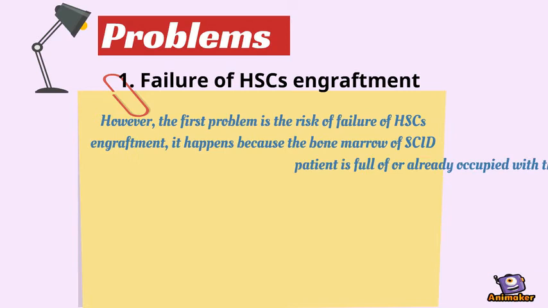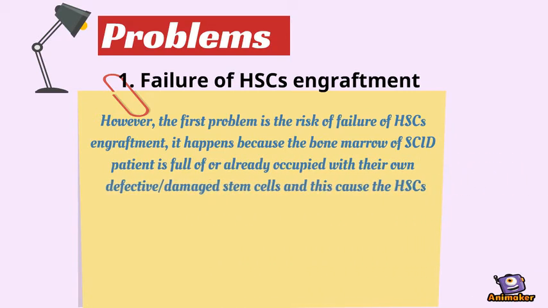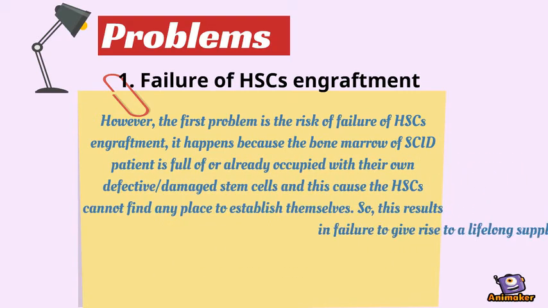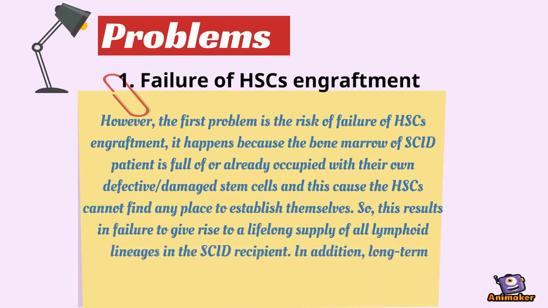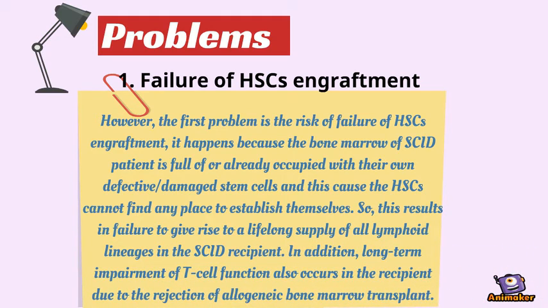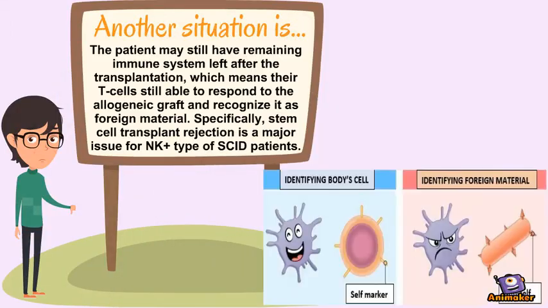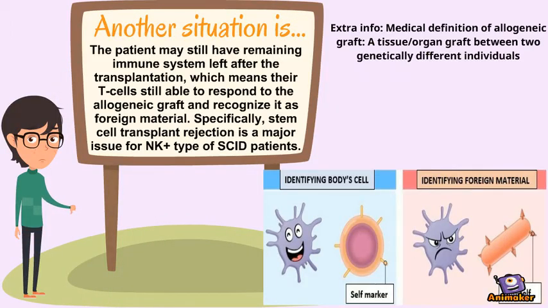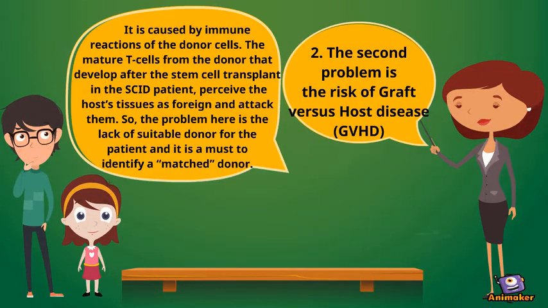The first problem is failure of HSC engraftment, because the bone marrow of a SCID patient is full of their own damaged stem cells, so the HSCs cannot find any place to establish themselves. So there will be failure of supply of lymphoid lineages and impairment of T cell function in the SCID patient. Another situation is when the patient has some immune system left after transplantation, so T cells recognize the allogeneic graft as foreign material. A specific case is NK type of SCID patient.